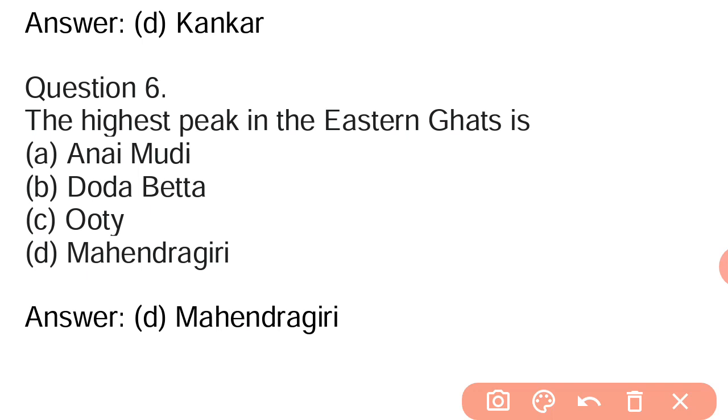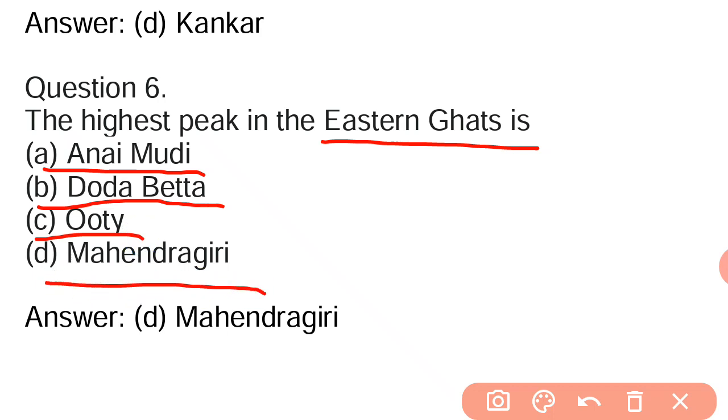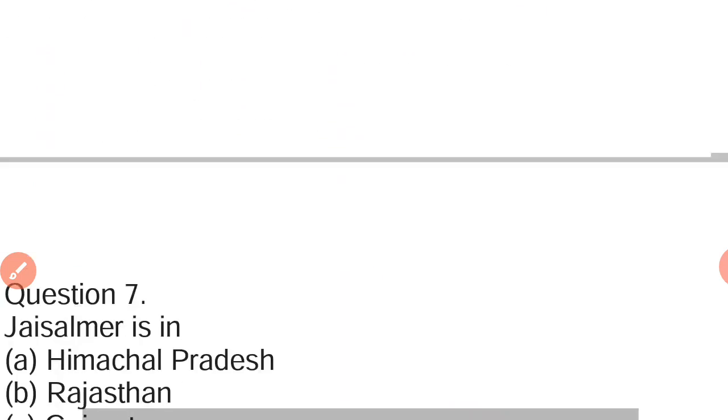The highest peak in the Eastern Ghat is option A Anaimudi, option B Dudhwaveta, option C Uti, option D Mahendragiri. Right answer is option D Mahendragiri. Next question.